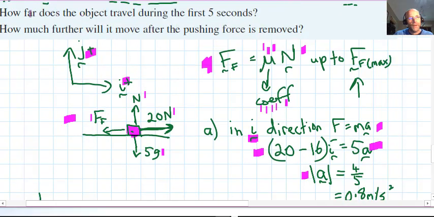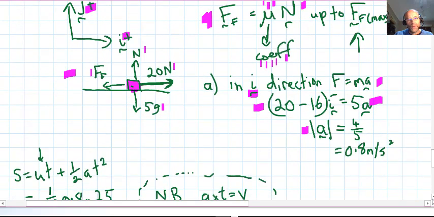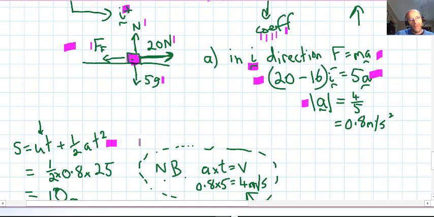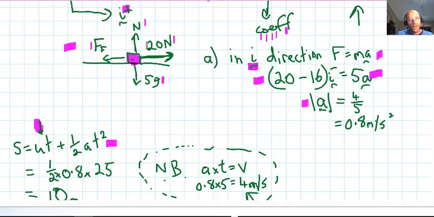Now we had to find how far, so we need to find s. We've got a, and we've got information about u, so we can use s equals ut plus a half at squared. Basically we had something that was at rest, but it has then a 20 newton force added to it. It will provide 16 newtons of force opposing it. We will still have a net acceleration to the right, and we found that that was 0.8. So how far will it go?